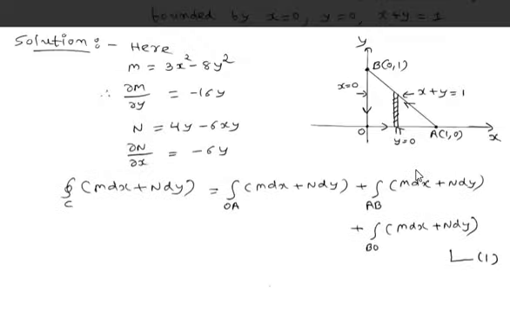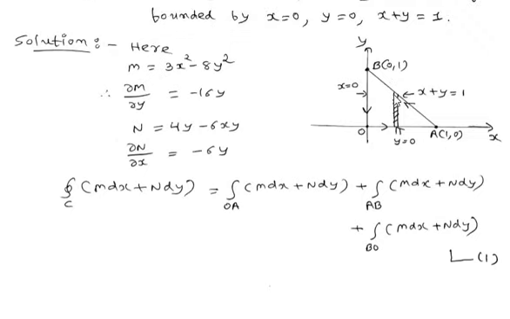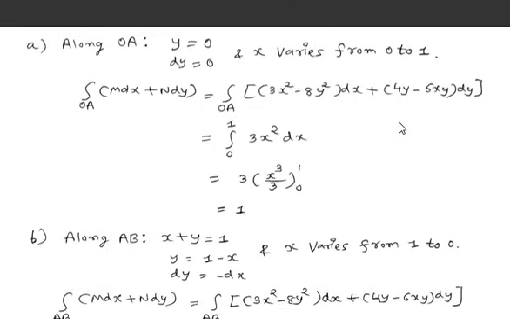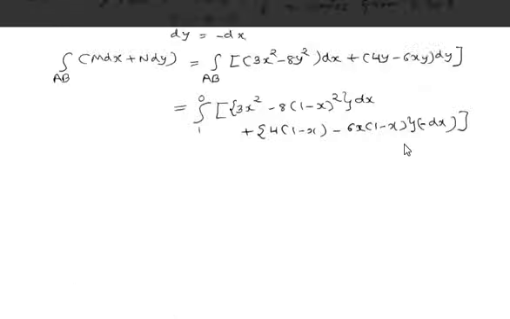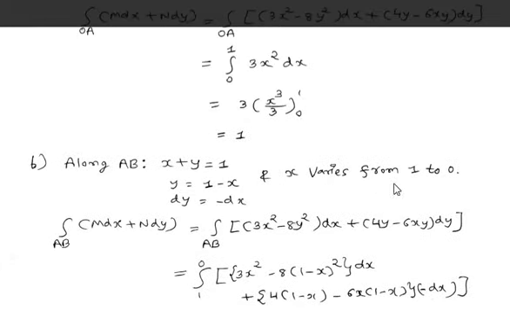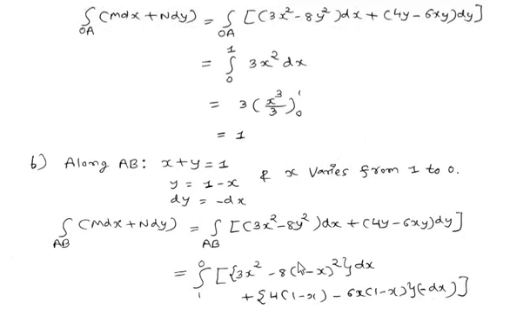So we have to see how x will vary, right? Here x is 1 and here it is 0. So x will vary from 1 to 0. So the integration from 1 to 0 of 3x square as it is minus 8 as it is, and replace y by 1 minus x, so it will become 1 minus x the whole square, then dx as it is, plus 4 into the bracket y is 1 minus x, minus 6x as it is, and y is 1 minus x, and dy is minus dx.